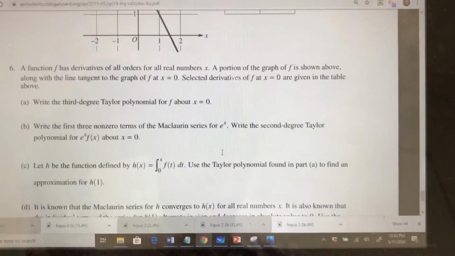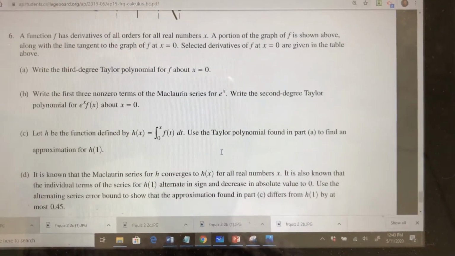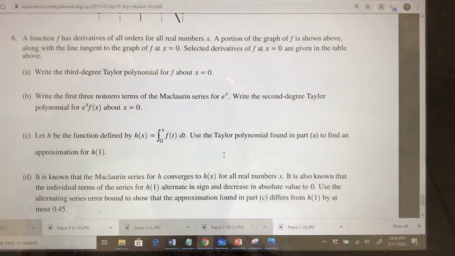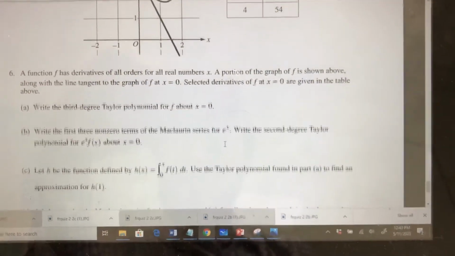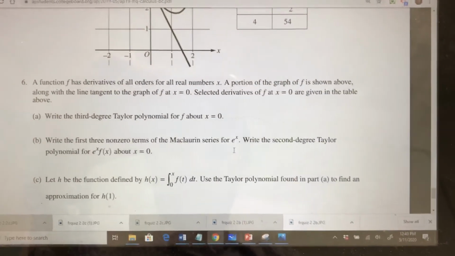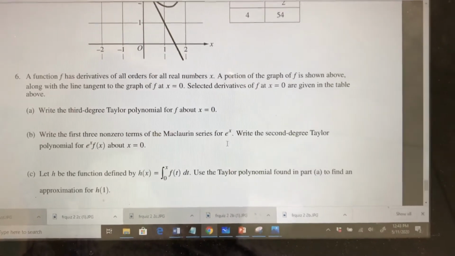Moving on to part C. Let's see. And by the way, the last one's an error bound. We're not going to do the error bound in 2020. Probably regret that in future years if I use this video, but oh well.